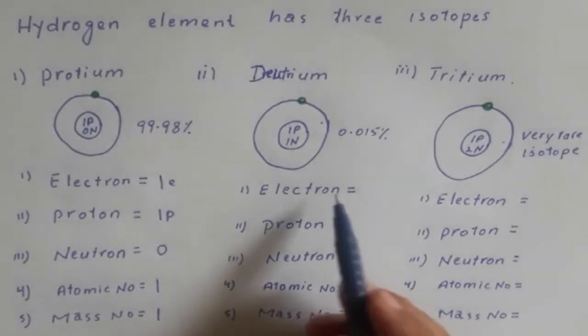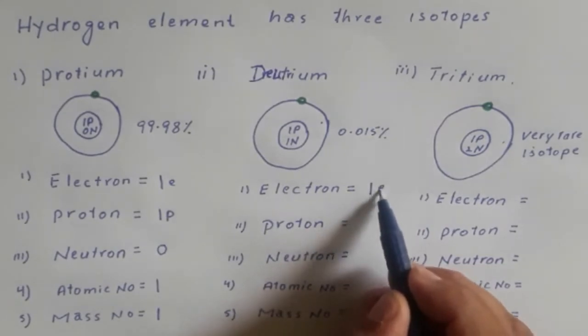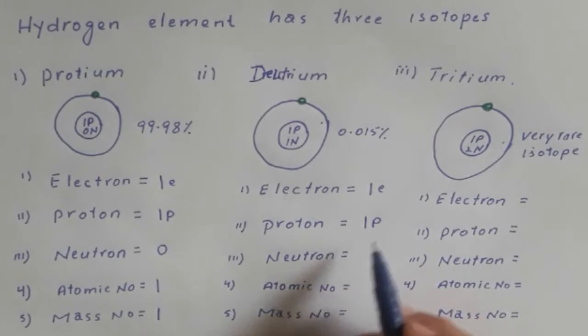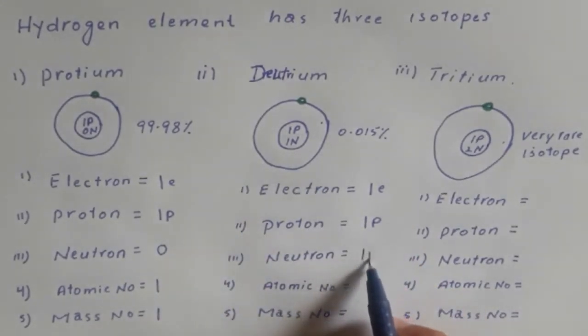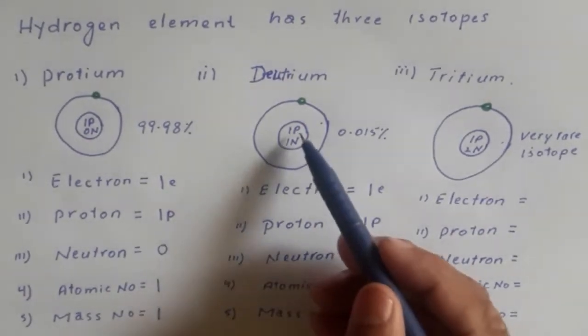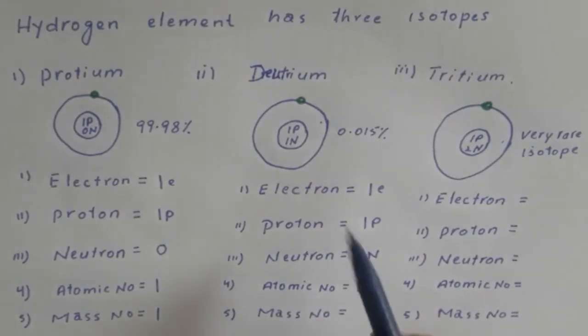Let's see the second isotope of hydrogen element is deuterium. So the number of electrons present in the shell is 1 electron. So the number of protons present in the nucleus is 1 proton. The number of neutrons is also 1 in case of deuterium, 1 neutron. Similarly, atomic number is the number of protons or electrons, so it is also 1, while mass number is the sum of proton and neutron, so mass number is 2.